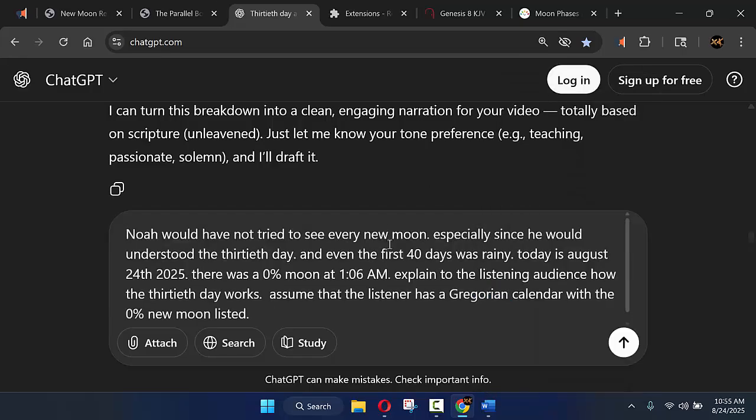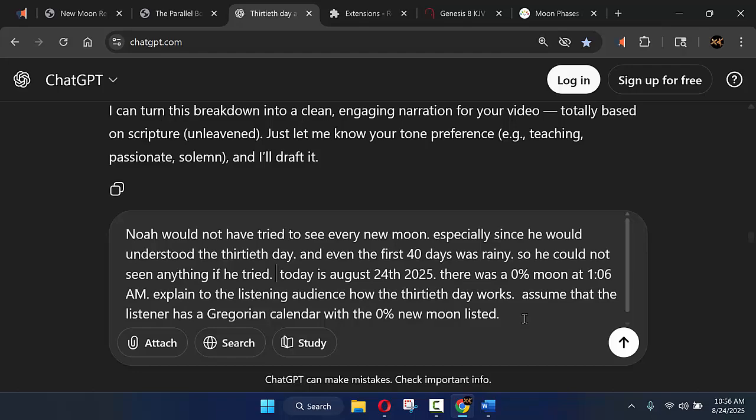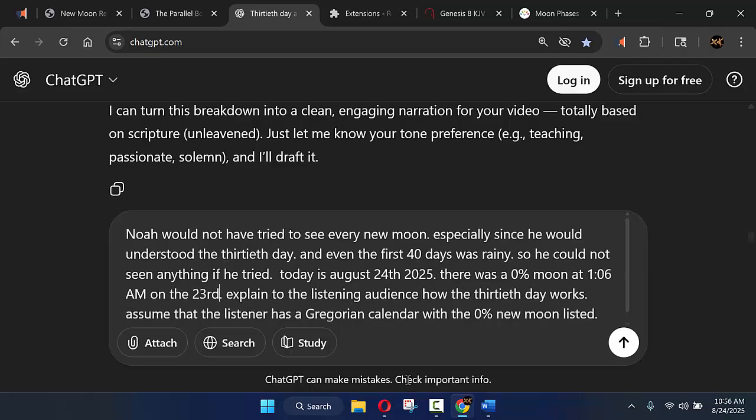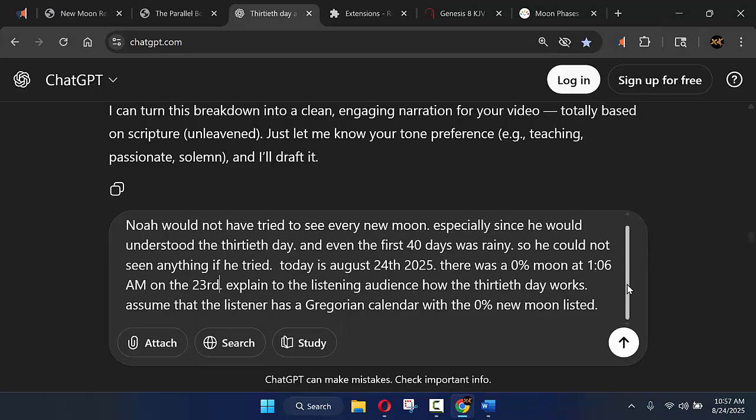Okay, here's the statement. Noah would not have tried to see every new moon, especially since he would have understood the 30th day. And even the first 40 days were rainy, so he could not have seen anything if he tried. Today is August the 24th, 2025. There was a 0% moon at 1:06 a.m. on the 23rd. Explain to the listening audience how the 30th day works. Assume that the listener has a Gregorian calendar with the 0% moon listed.